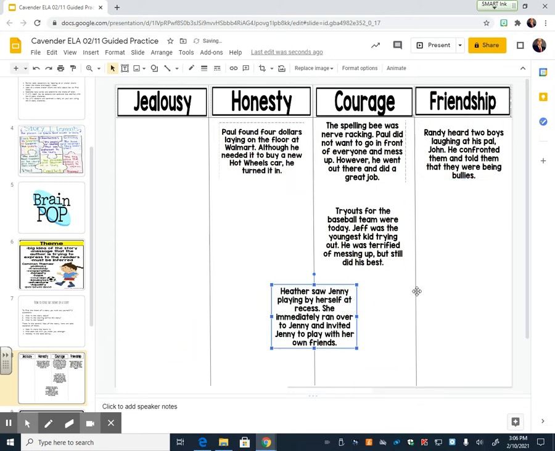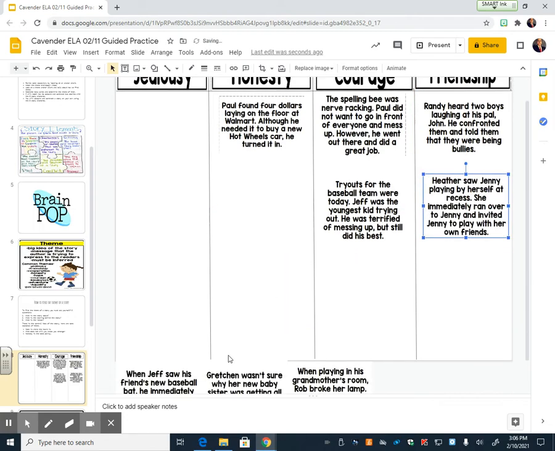All right. Heather saw Jenny playing by herself at recess. She immediately ran over to Jenny and invited Jenny to play with her own friends. Is this going to be jealousy, honesty, courage, or friendship? Well, it has the word friends in it. It's friendship.